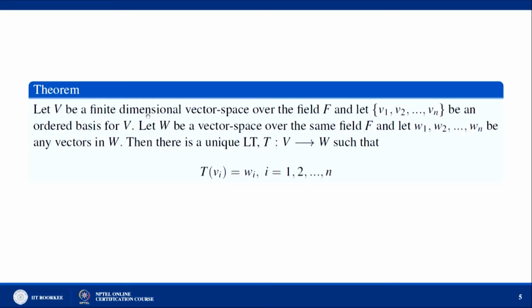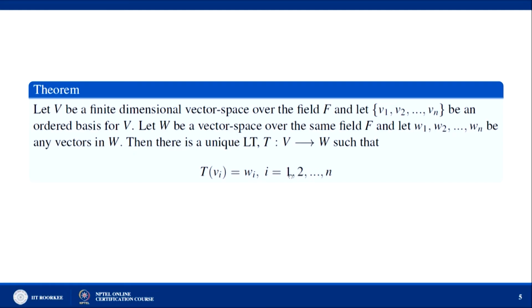Similarly, if you extend this up to n times, we will get the same result which we are having here. Okay. Now, the next theorem is: let V be a finite dimensional vector space over the field F and let V1, V2 up to Vn be an ordered basis for V. Let W be a vector space over the same field F and let W1, W2 up to Wn be any vectors in capital W. Then there is a unique linear transformation T from V to W such that T of Vi equals Wi for i equal to 1 to n.